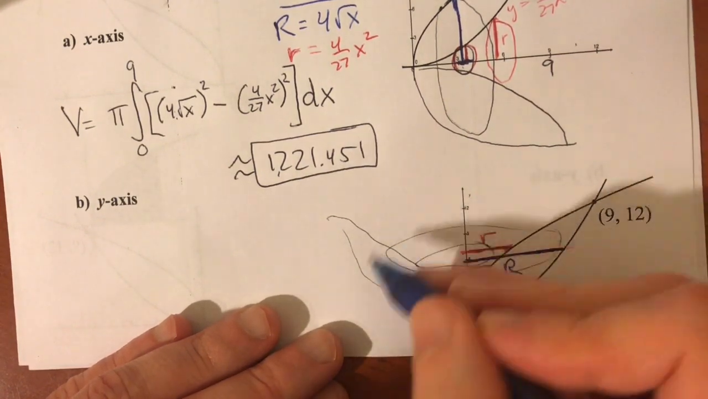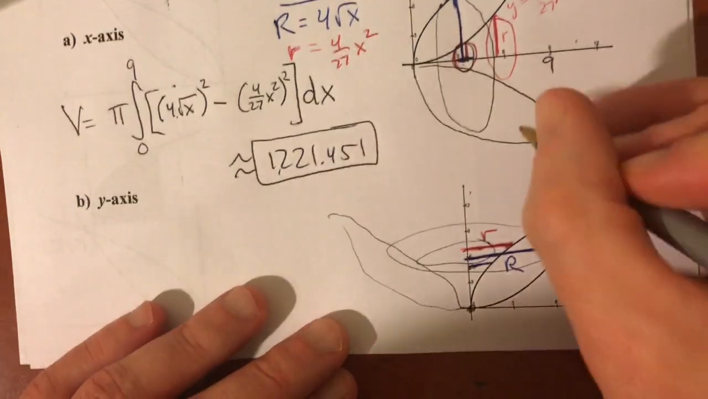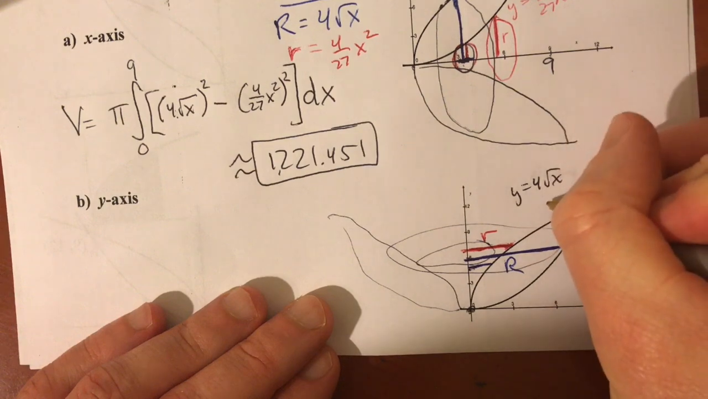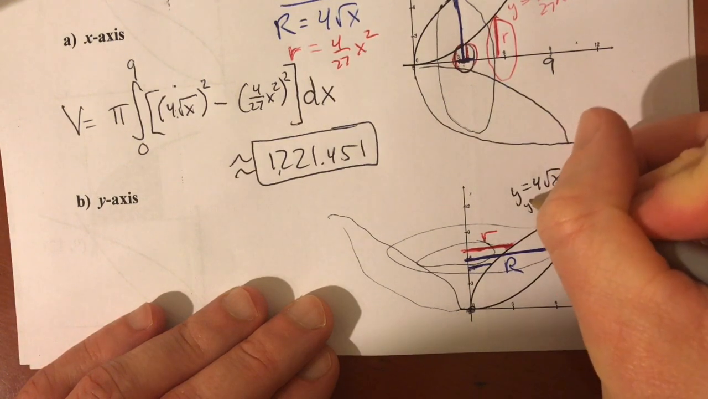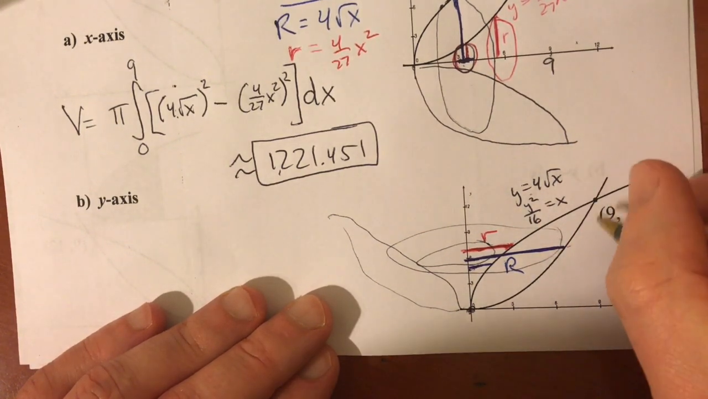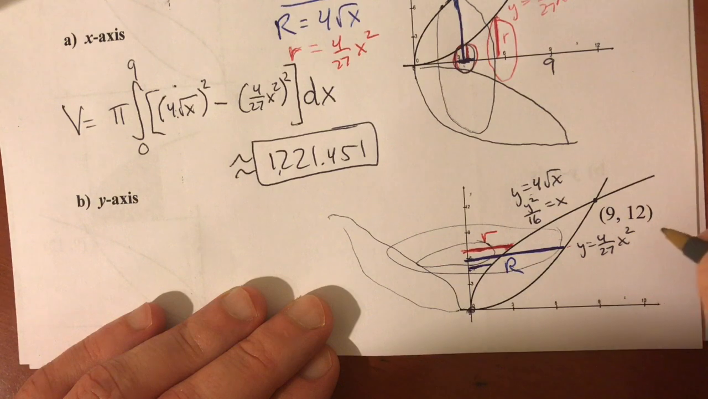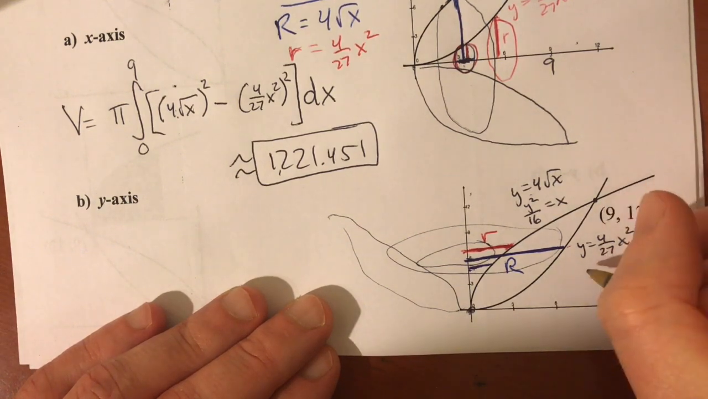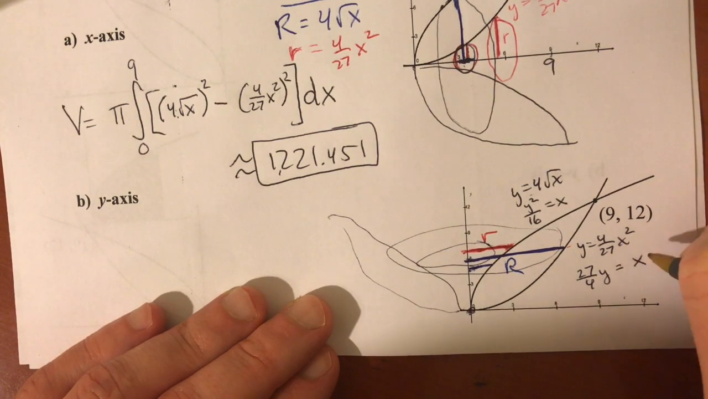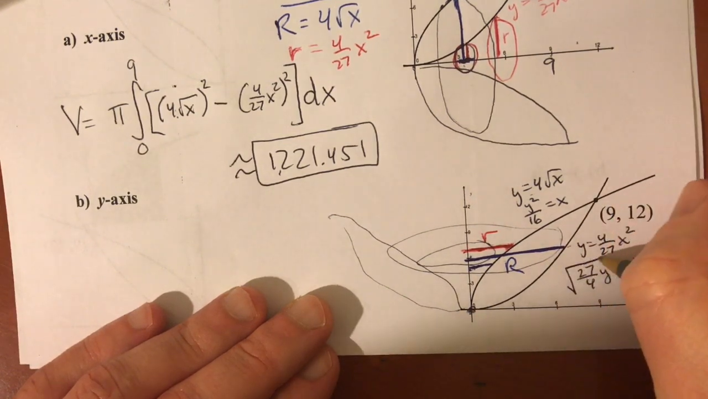And if you're going horizontally, going around the y-axis or any other vertical axis, you've got to put it in terms of y. So this shouldn't be too hard. We've got y equals 4 root x. So divide by 4, square both sides, and we'll have x equals y squared over 16, right? And this one is y equals 4/27 x squared. So we're going to multiply by 27/4 and take the square root of both sides. 27/4 y equals x squared. Take the square root. And you would use plus or minus algebraically, but this is just the positive side, so you can just use the positive square root.